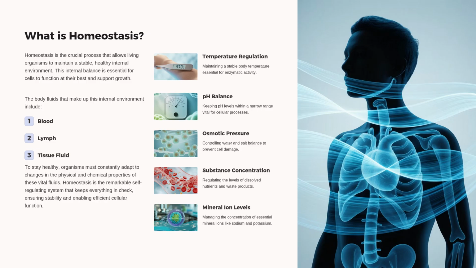Temperature regulation. Maintaining a stable body temperature essential for enzymatic activity. pH balance. Keeping pH levels within a narrow range vital for cellular processes. Osmotic pressure. Controlling water and salt balance to prevent cell damage. Substance concentration. Regulating the levels of dissolved nutrients and waste products. Mineral ion levels. Managing the concentration of essential mineral ions like sodium and potassium.